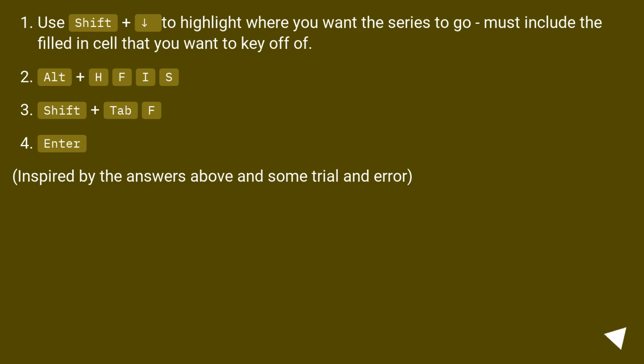Use Shift plus arrow to highlight where you want the series to go. Must include the filled in cell that you want to key off of. Alt plus HFIS. Shift plus Tab F. Enter. Inspired by the answers above and some trial and error.